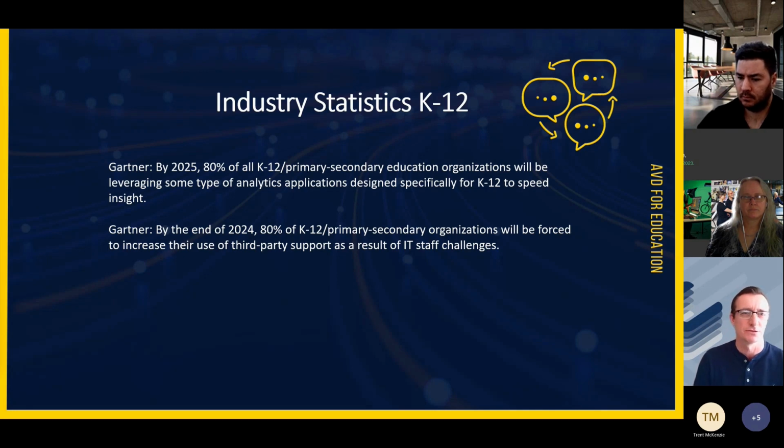True also of higher education, right, which we'll probably focus on a bit more today. If you want to just move to the next slide for me, George.